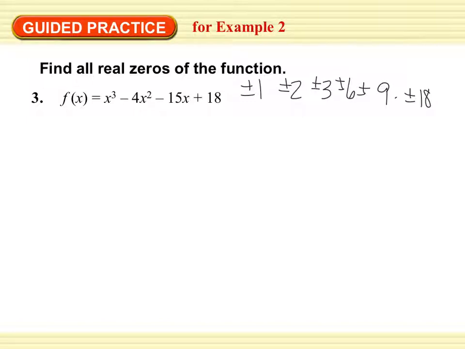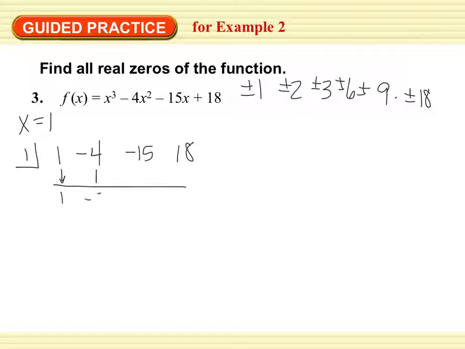So let's try x equals 1. I'd like to get one that works, but you just have to try. 1, negative 4, negative 15, and 18. Multiply, add, multiply, add. What? Did we really get that lucky? I got a remainder of 0, so I know I'm good.